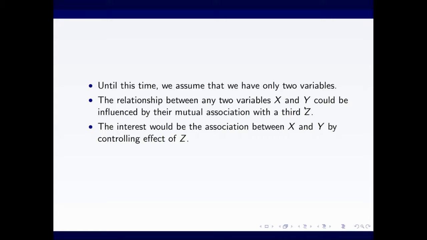So now our question is, we would like to get the correlation between x and y by controlling the effect of z. Here controlling means that we would like to remove the effect of z on the correlation of x and y, or in more general terms, we can say that we would like to think about the correlation of x and y given z.